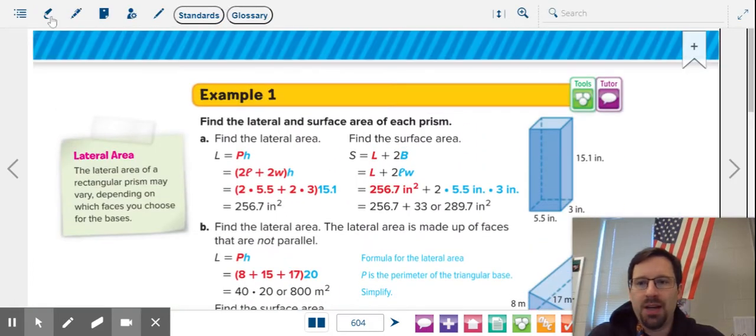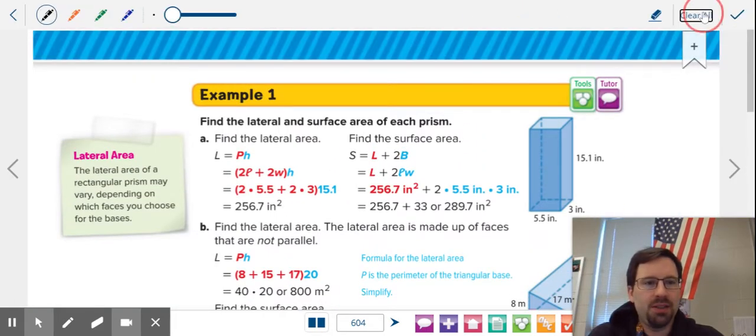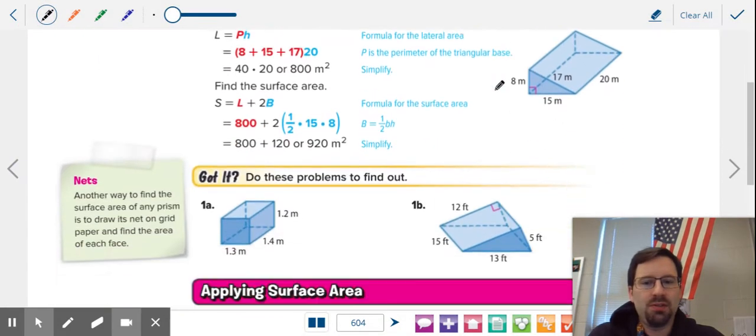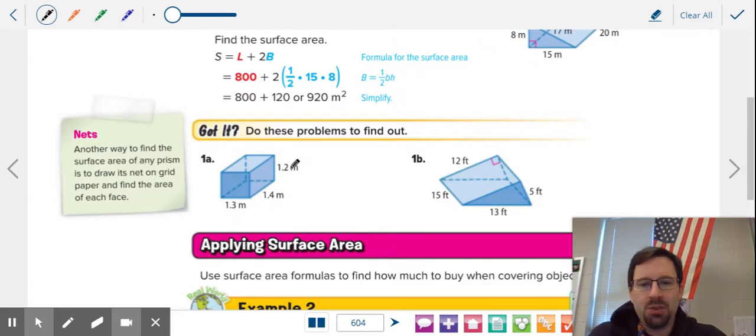So how do we find the surface area of these 3D shapes? What you want to do is find all the possible rectangles. So up front here, this is 1.3 by 1.2. Over here, this is 1.4 by 1.2.